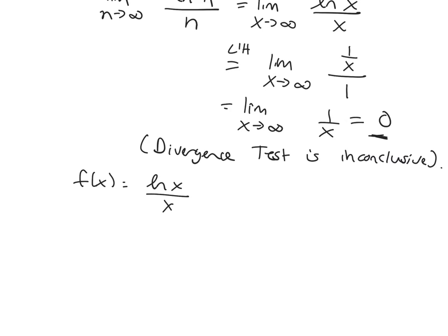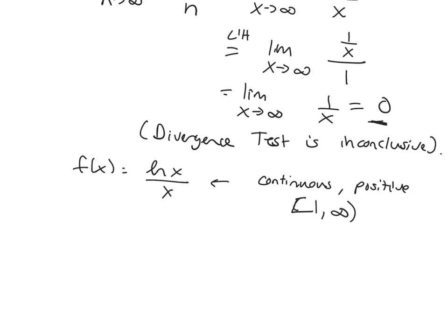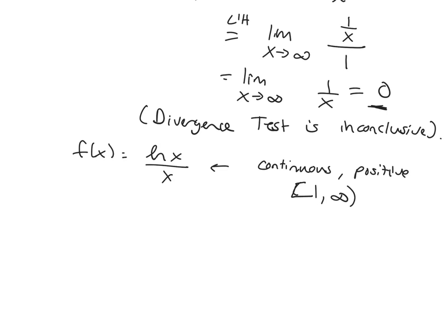Well, it's not too hard to see that this is going to be continuous and positive on our interval from 1 to infinity. It's made up of continuous functions. The ln of x and x are both continuous. The denominator is never 0. The numerator and denominator are positive. The only difficult part is showing it's decreasing. How do we show a function is decreasing?